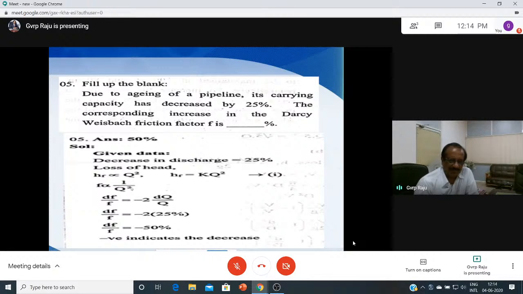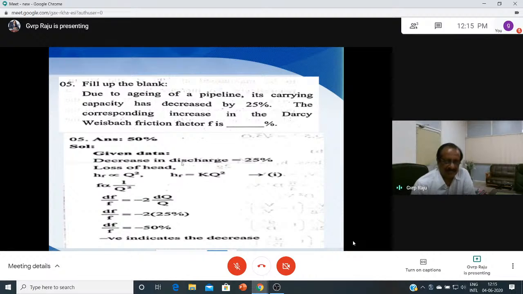So F is inversely proportional to 1 by Q square, and take differentiation: dF by F equals minus 2 into dQ by Q. So what is dQ by Q? The carrying capacity has decreased by 25%, so dQ by Q, the change in discharge by discharge, is 25%. So minus 2 into 25 is 50%. So the friction factor change is 50%.